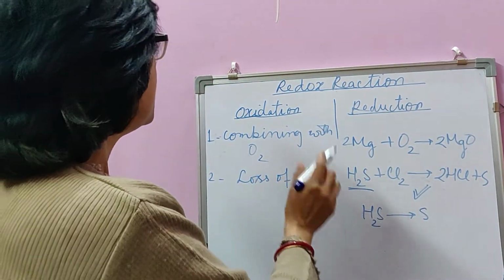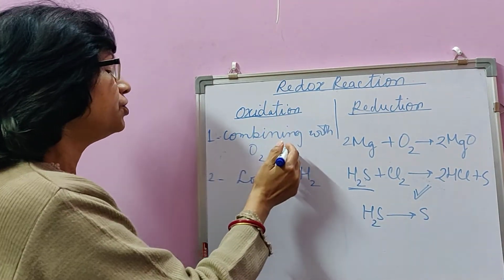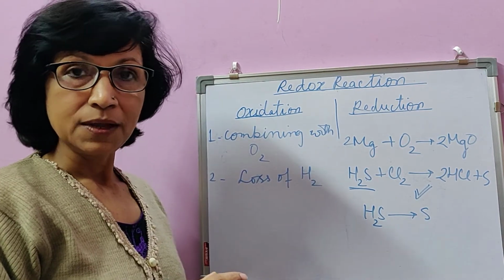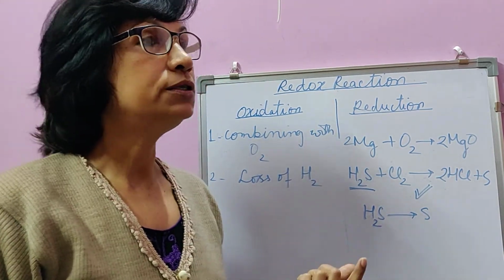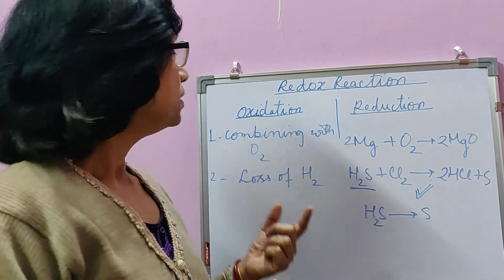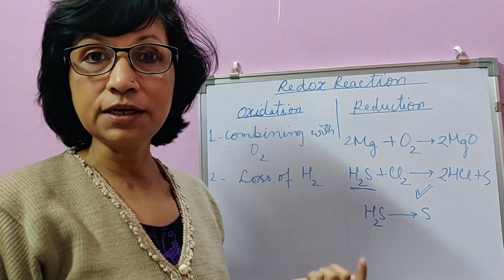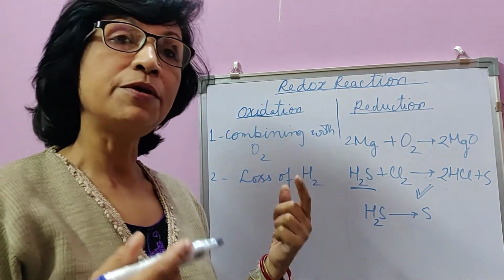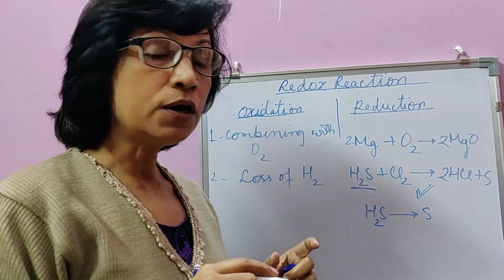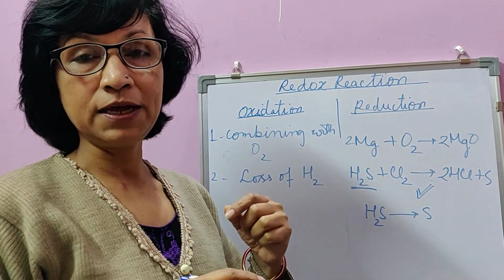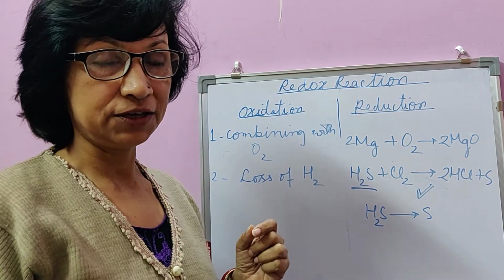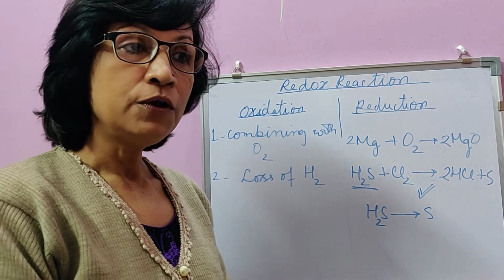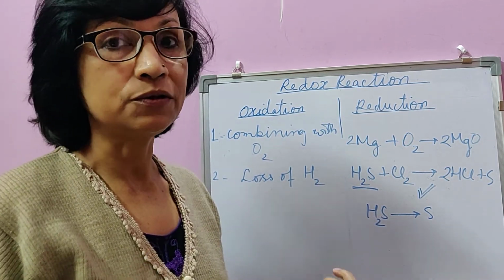Loss of hydrogen is oxidation. Addition or combining with oxygen is also oxidation. But there are certain oxidation reactions in which neither oxygen is involved nor hydrogen is involved. Neither combination of oxygen is taking place nor loss of hydrogen is taking place, yet they are oxidation reactions. How? That can be explained on the basis of loss and gain of electrons.